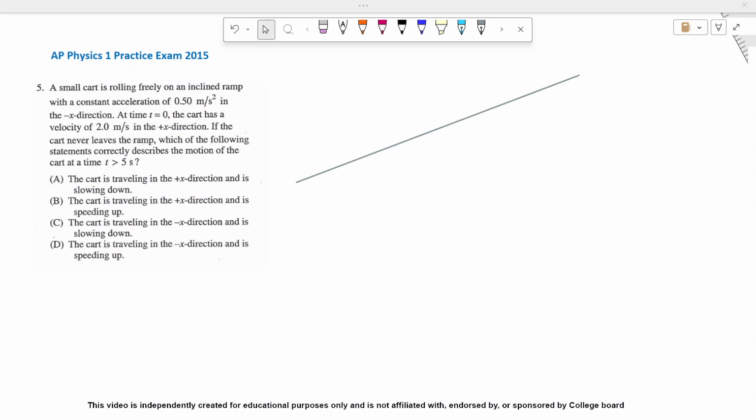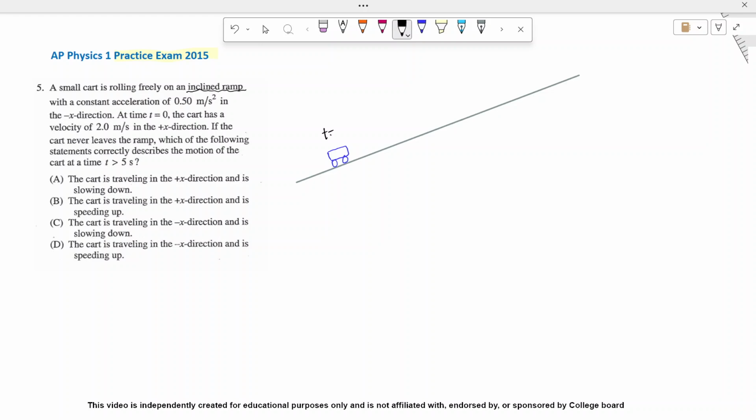Hi, this is another question from the practice exam 2015, and this is about the motion of a cart over an inclined ramp. Well, the angle is not mentioned, but we take any inclination of this ramp. So imagine this is a cart which is moving over the ramp, and at an instant, it has a velocity.